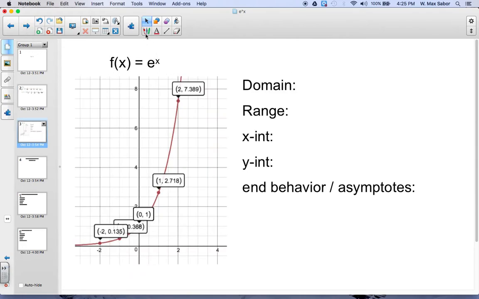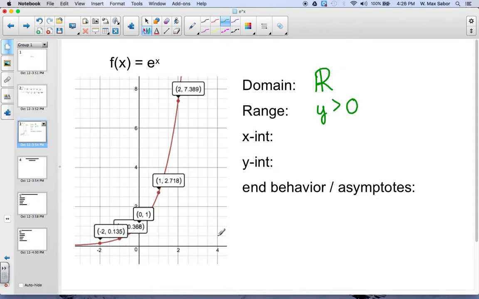So what does f of x equals e to the x look like? Well, it's an exponential function. It's an exponential growth function. Just like all exponential functions, the domain is all real numbers. So all real numbers is the domain. The range, well, no matter what you plug in, you'll always get out a positive number. You're never going to get out 0 or a negative. So the range is y is greater than 0.